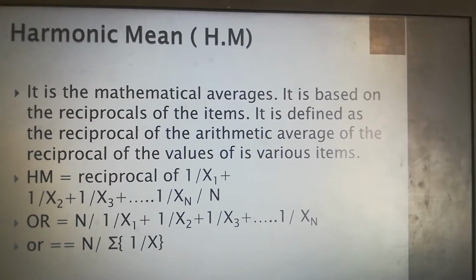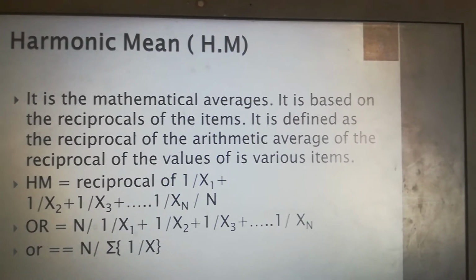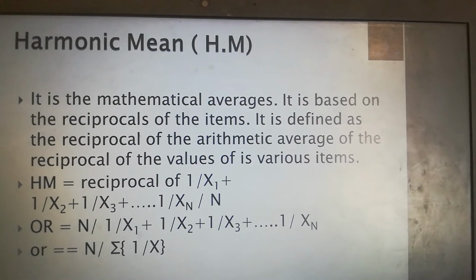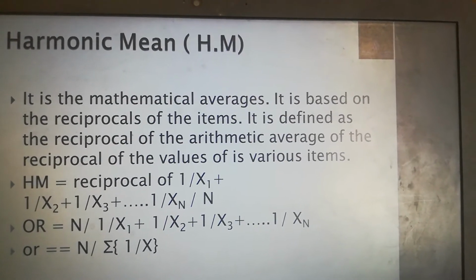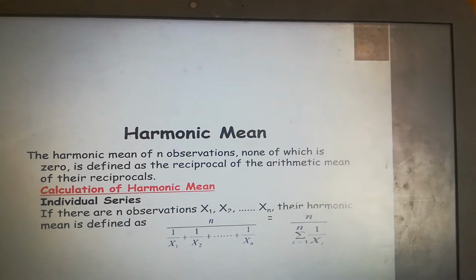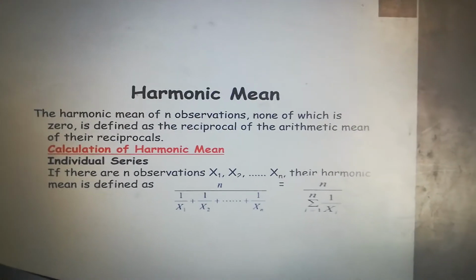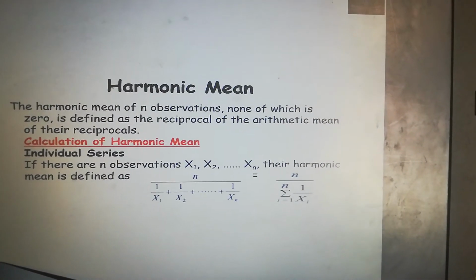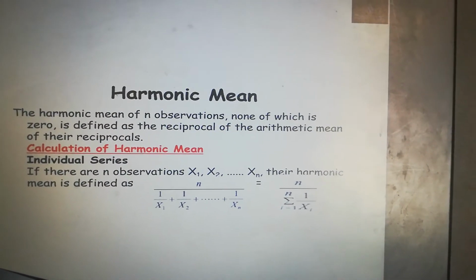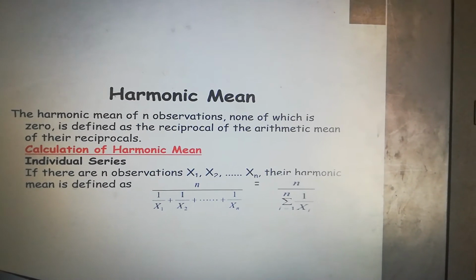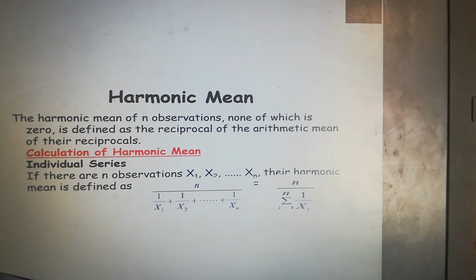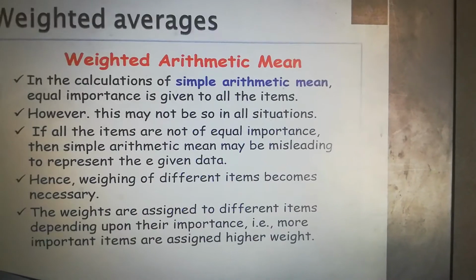Okay, so the harmonic mean formula is n divided by summation 1 by x. Okay, and it is the mean of the nth observation. So for an individual series we can calculate straight away as n divided by summation 1 by x.